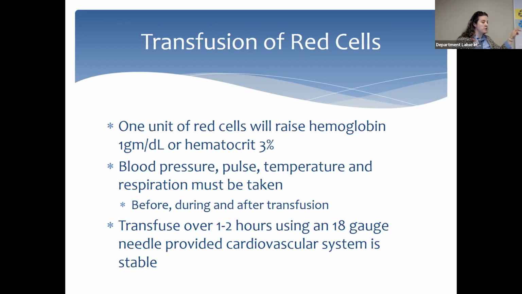So the outcome of these transfusions, whether it's washed, irradiated, or leukocyte-reduced, remains the same in how much your patient's hemoglobin and hematocrit should increase, all right? Whatever attribute you have applied to the unit, it should still raise your hemoglobin by 1 gram per deciliter, or the hematocrit should increase 3%, okay?